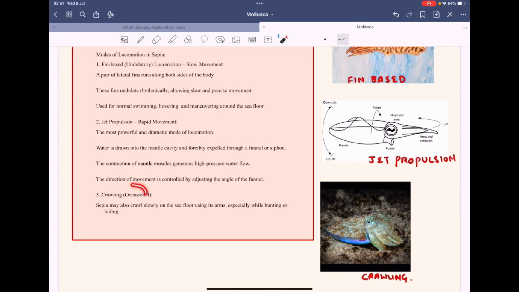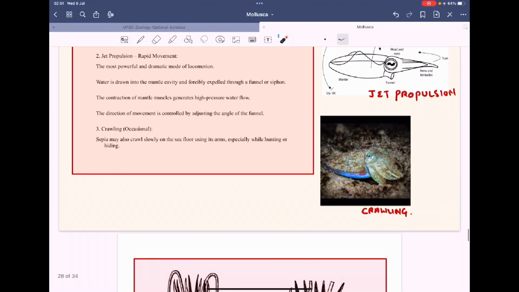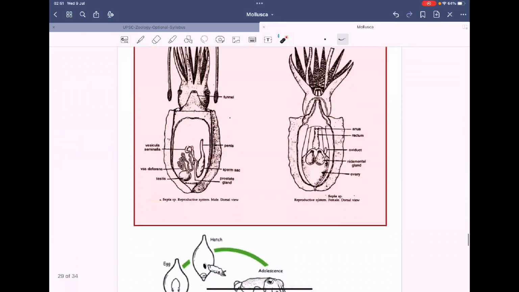So next one is the crawling motion. Crawling motion is just crawling around the ocean floor in this manner. So it crawls around the ocean floor while hunting or hiding.